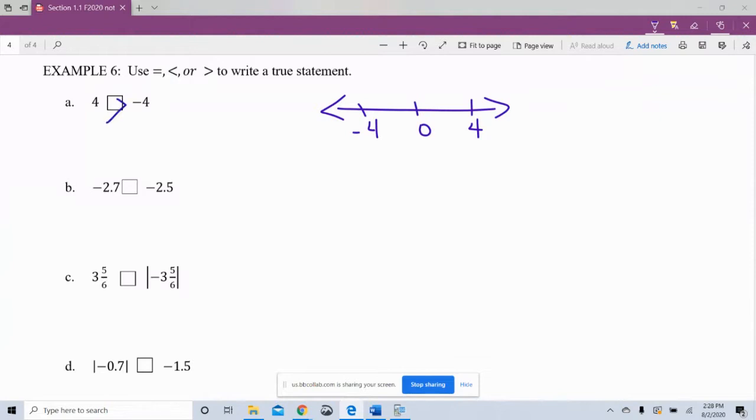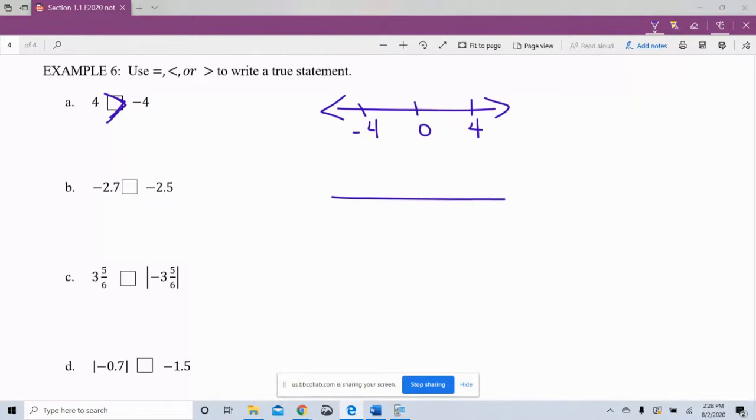This is that greater than symbol. The greater than symbol always opens up to the larger number. Okay? It's like the Pac-Man wants to eat the bigger amount of whatever. Okay? Or alligator, however you want to think about it.